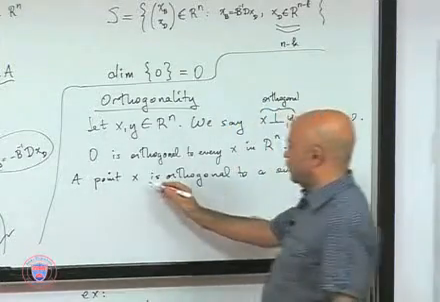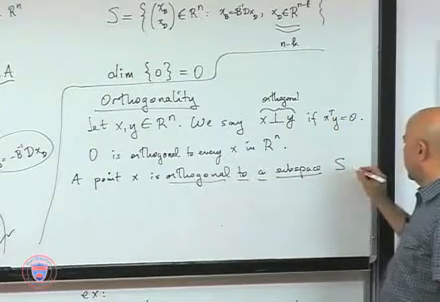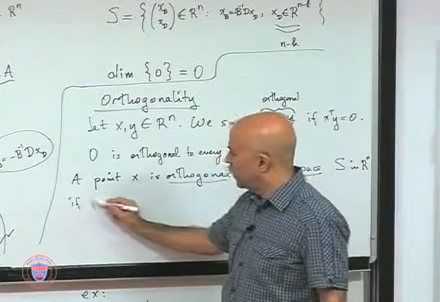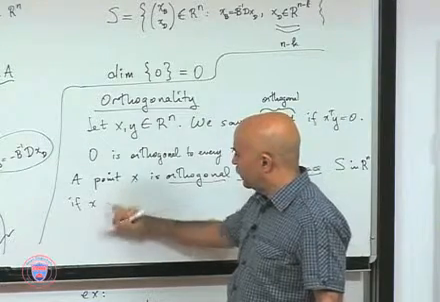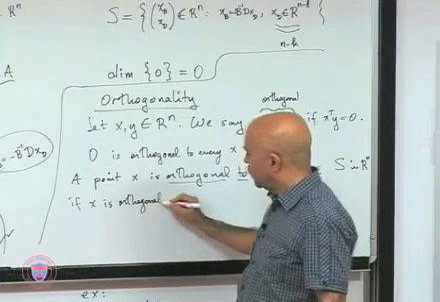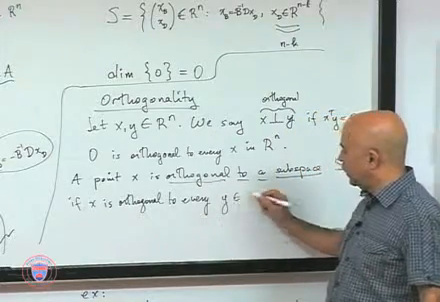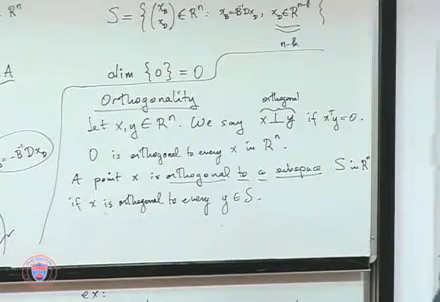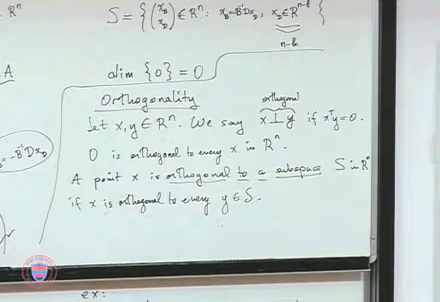A point x or a vector x is orthogonal to a subspace S in Rn if x is orthogonal to every point y in that subspace. So point-to-subspace orthogonality is defined by point-to-point orthogonality.